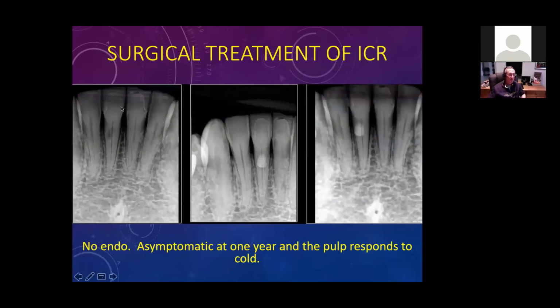So here's one. Sometimes you don't even have to do endo. If it's small enough, with the scan, you can see how close it is to the canal. So this, you just flapped it, debrided it, restored it. And at 1 year, pulp's still vital, tooth is doing fine.